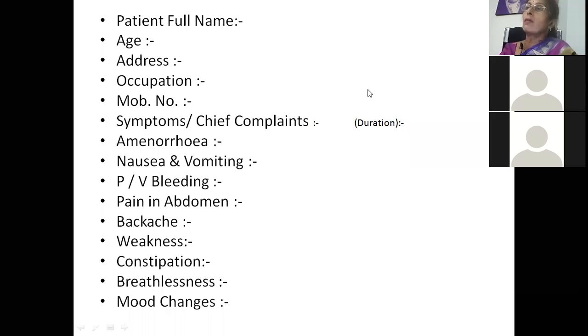Pregnancy is divided firstly into three trimesters. The first trimester is the first 12 weeks, the second trimester is from 13 to 28 weeks, and the third trimester is from 29 to 40 weeks. So these are the three trimesters, and accordingly they divide the history taking. But the basic criteria of history taking will be the same.